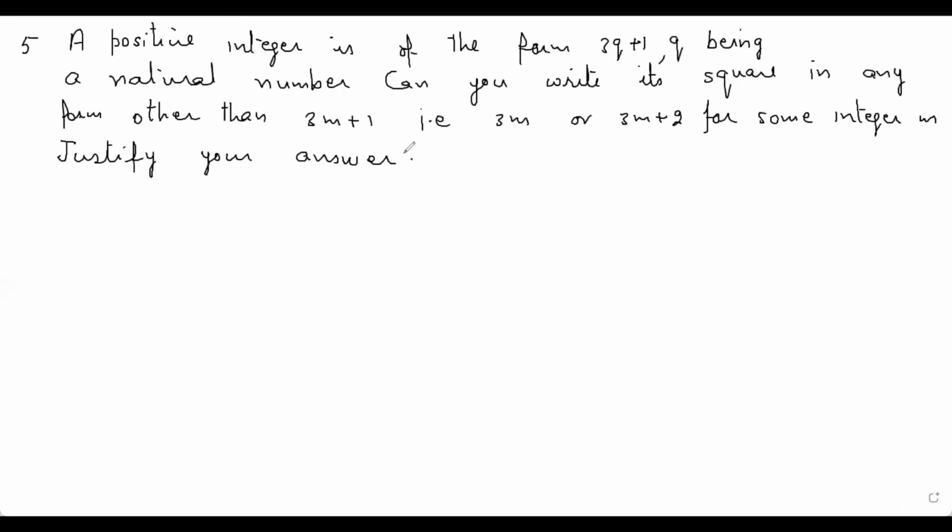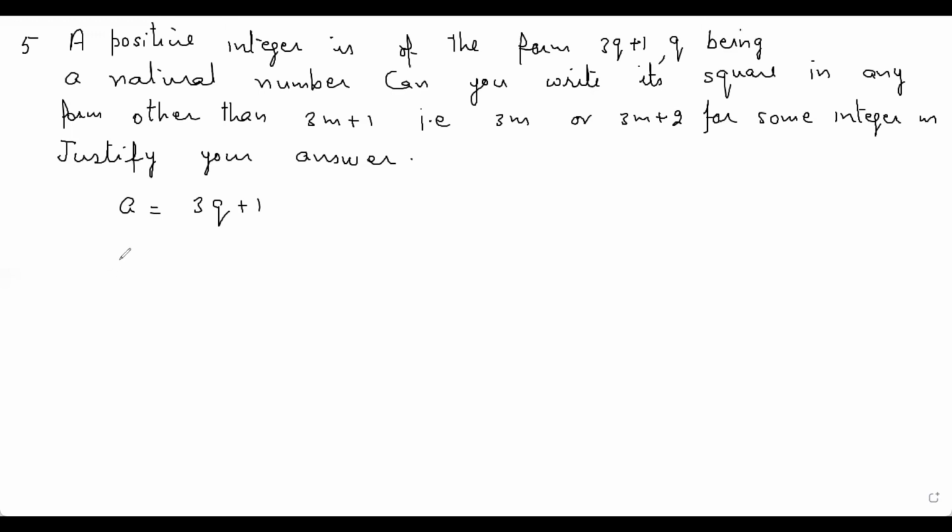Now the fifth question is, a positive integer is of the form 3q plus 1, q being a natural number. Can you write its square in any form other than 3m plus 1? That is, 3m or 3m plus 2 for some integer m. Justify your answer. Now let us check whether it is of the form 3m plus 1 or whether we can write it in the form of 3m or 3m plus 2.